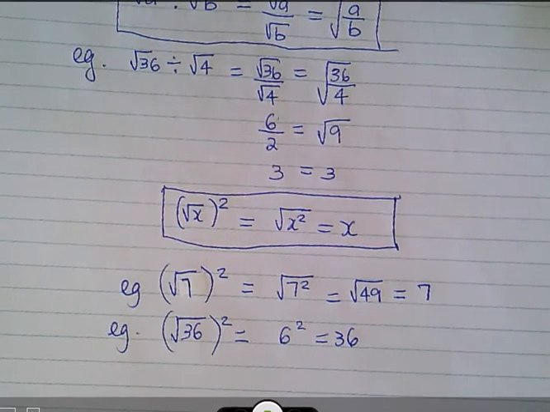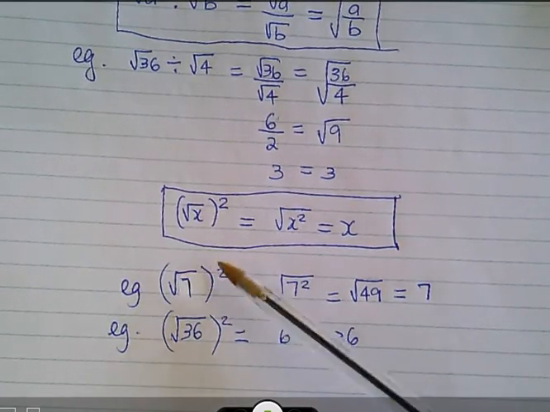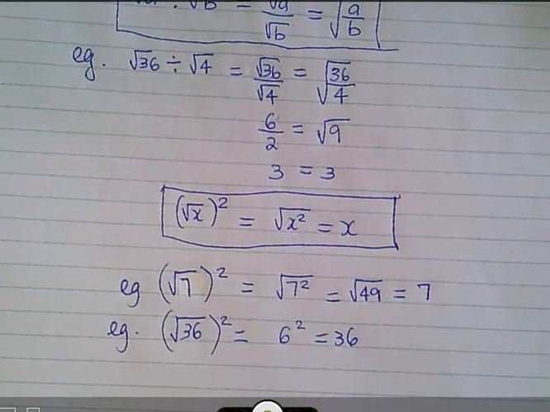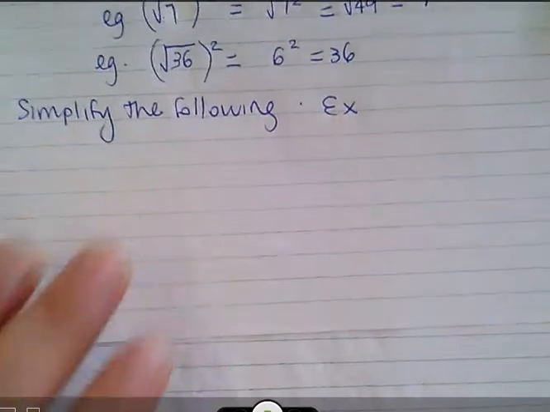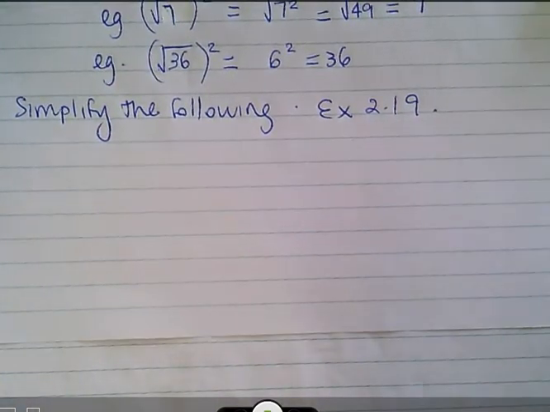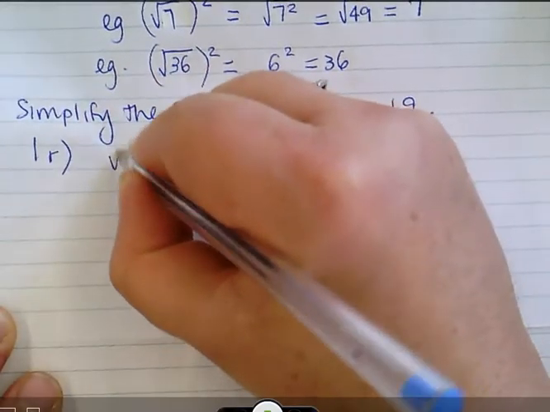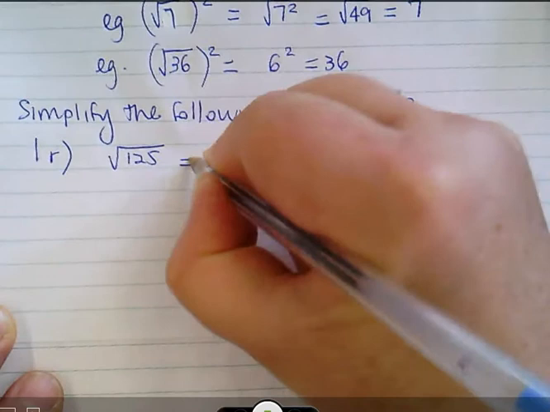You do the way that's easiest for the question that you've got. Anyway, we can see now two ways that the squared and the square root are inverse operations. They undo each other. From your textbook, simplify the following from exercise 219. Just going to do a couple of questions.